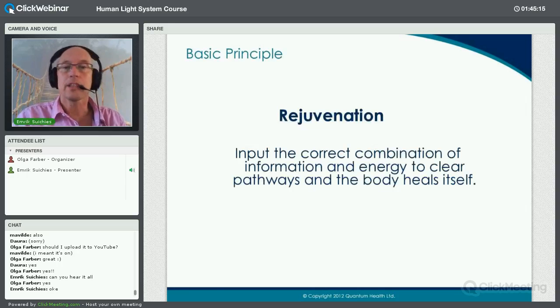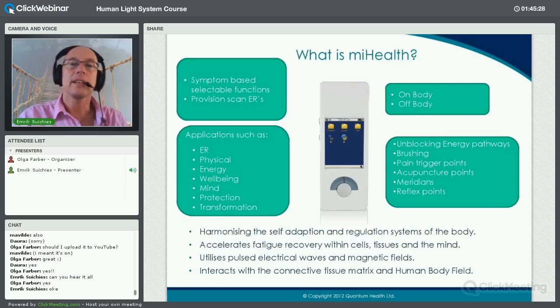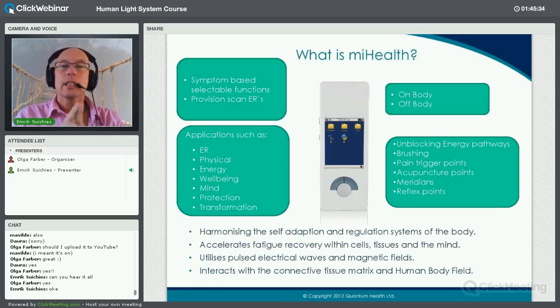This was the film I showed you. And then the basic principle is, of course, rejuvenation, to bring in the right combination of information and frequencies so that the body can heal itself. What you do is you are unblocking energy pathways. You are working on meridians, on reflex points. You are harmonizing the body field. And it does more than just a physical treatment. It makes your human body more aligned to the light which we shine.